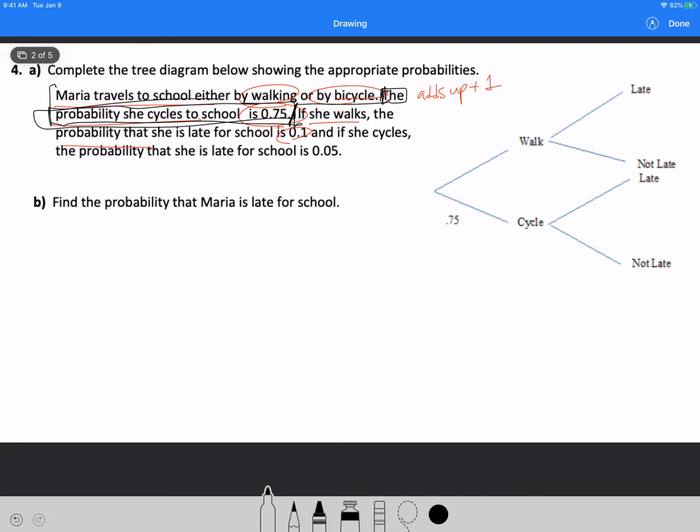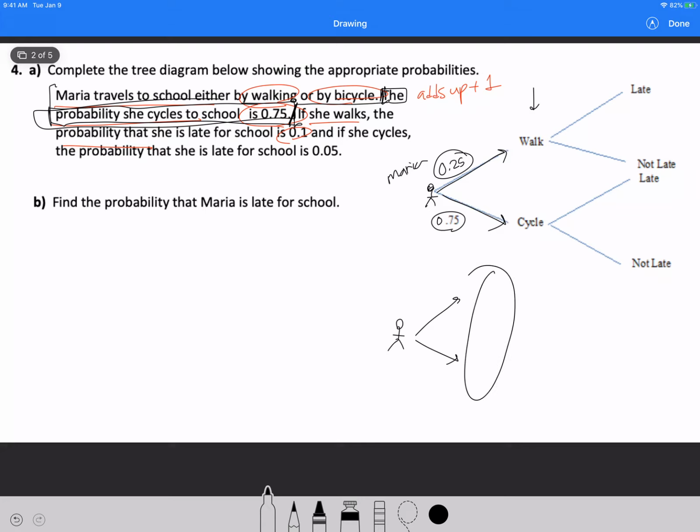So what this particularly means is that you have either two options in the very beginning. So let's say that's Maria. Maria has an option to walk or cycle. If she decides to cycle, it's going to be 0.75 as a chance. But what does that leave for walking? It means that the other 25% of the time she's going to walk, because in that particular given situation, like I said, it has to add up to 1, okay?